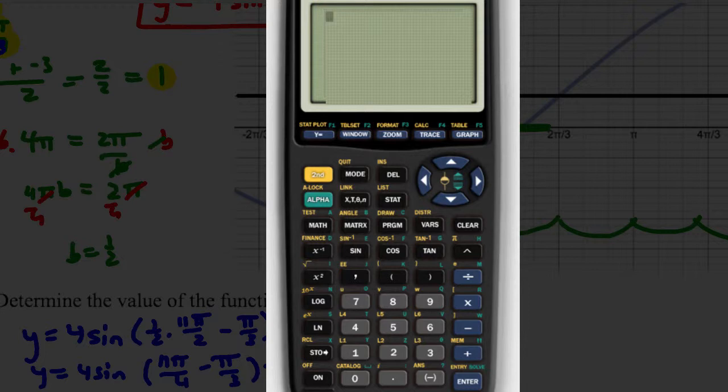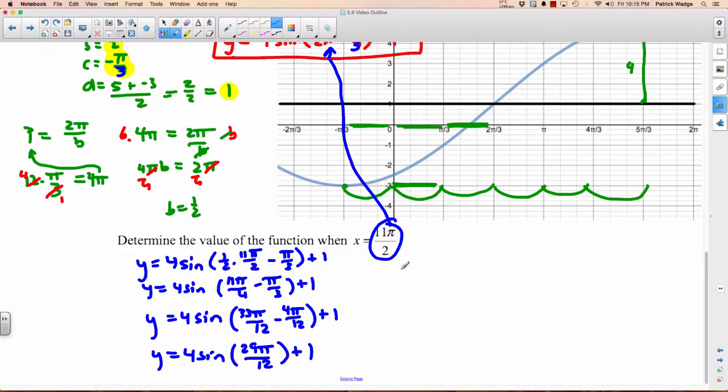So I want to know what sine of 29 pi divided by 12 is. Let's get that answer first. Okay, then I need to multiply that by 4. I can just put times 4. See, ANS is answer, so it's taking the answer and multiplying by 4. And then I need to add 1. And if I do that, I'll get my answer, which is 4.864. Okay, so come down here, put 4.864, and at long last we're done.